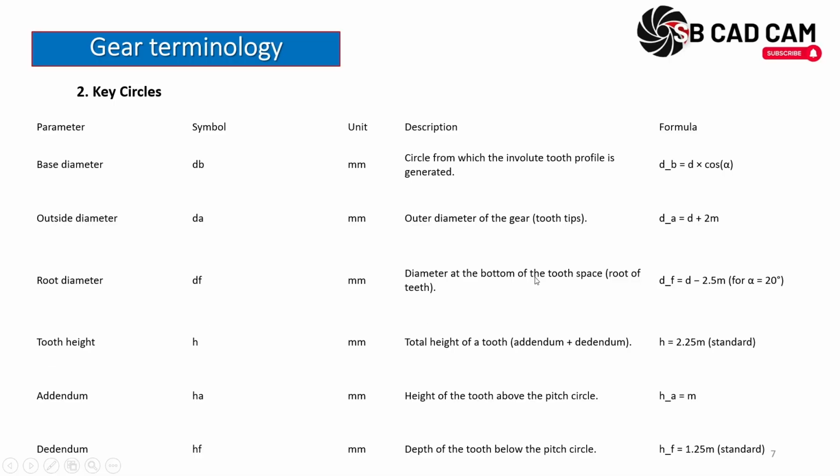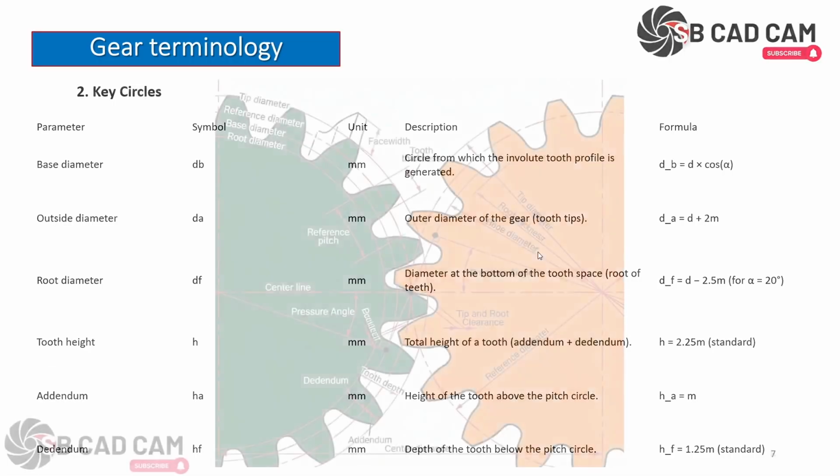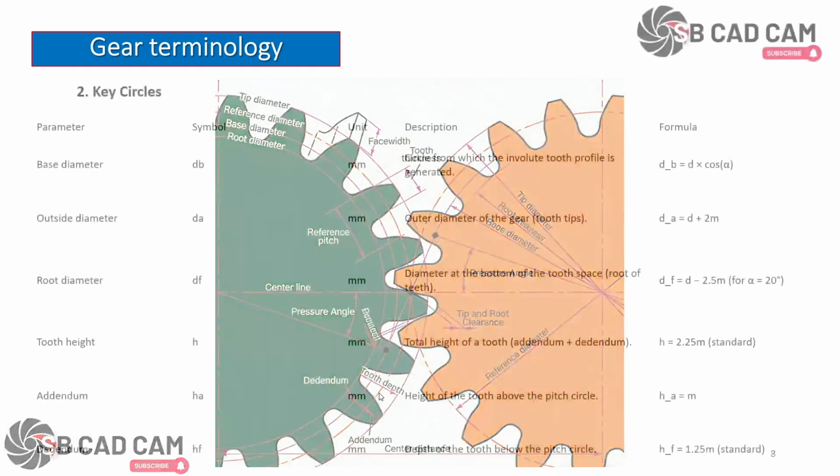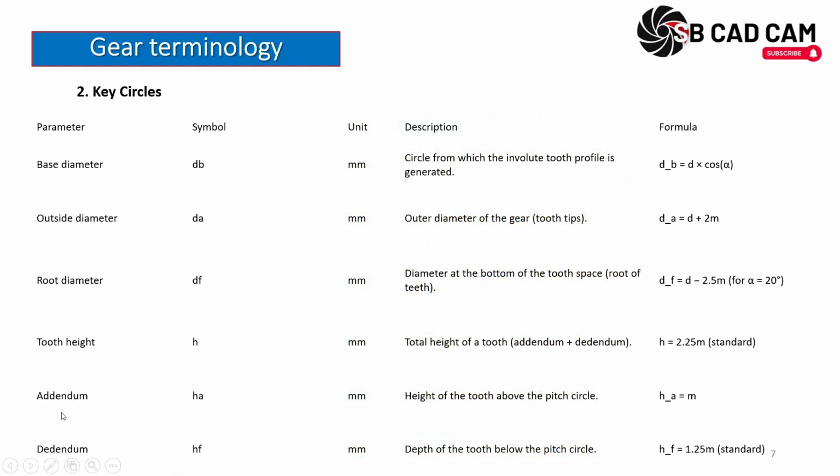And we have the tooth height. It is the height of the tooth. It is between this and this. We can find it here, the tooth depth here. And we have the addendum and the dedendum.